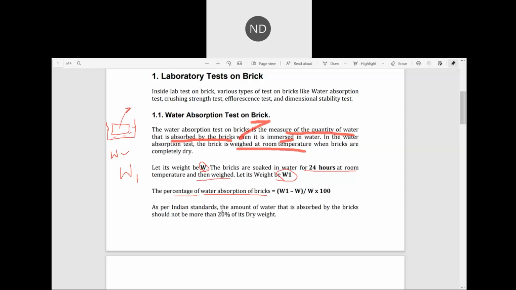So as per Indian standards, the amount of water that is absorbed by the brick should not be more than 20% of its dry weight. You have to remember this, that your brick should not absorb more than 20% of its dry weight. Your brick should not absorb water more than 20% of its dry weight.